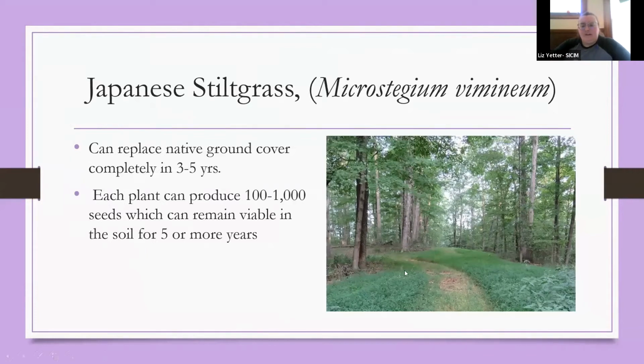This picture here, on either side of the trail, you can see it kind of starting to move in more to the woods. So this can completely replace the ground cover in an area in 3 to 5 years, and each plant can produce hundreds to up to 1,000 seeds that remain viable for 5 or more years in the soil.